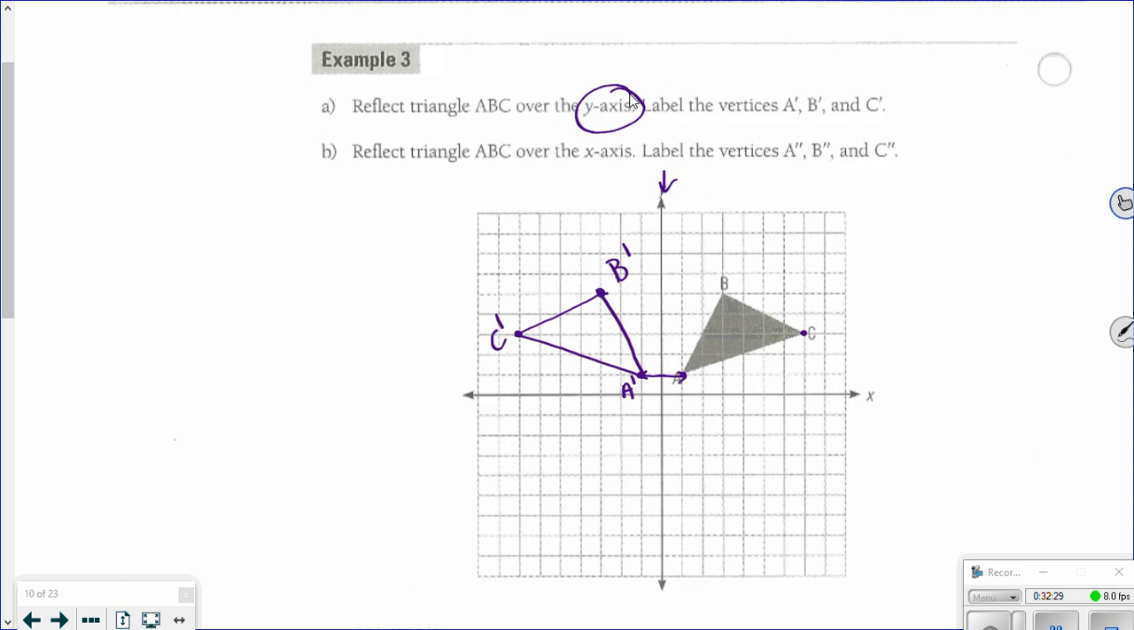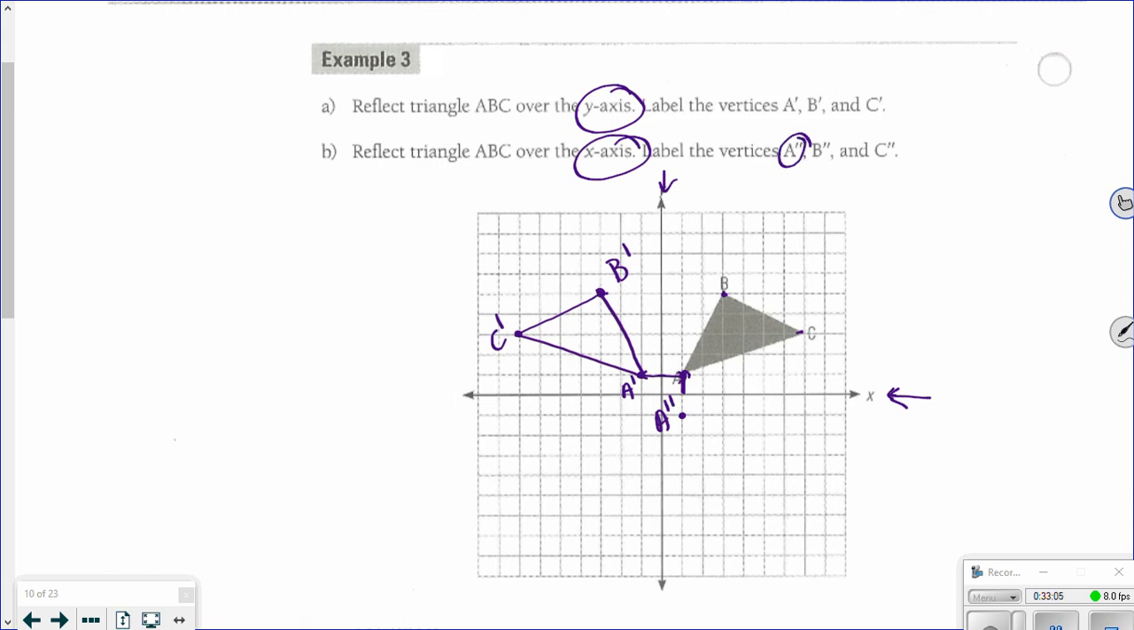It says label the vertices A prime, B prime, C prime. That was the first one. Now it says reflect triangle ABC over the x-axis. The x-axis is this one right here, which means this shape is going to be flipping down onto this side. So to get my ABC, when I look at point A, I had to go up 1 from my reflection line, which means I have to go down 1 to get my new one. It says label them with the double prime, so A double prime.